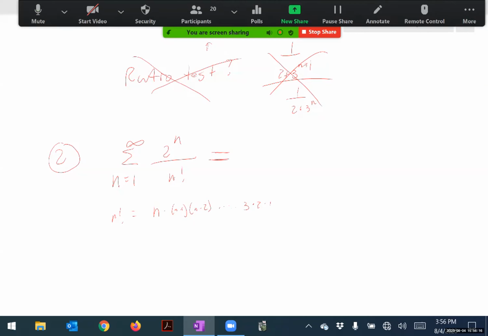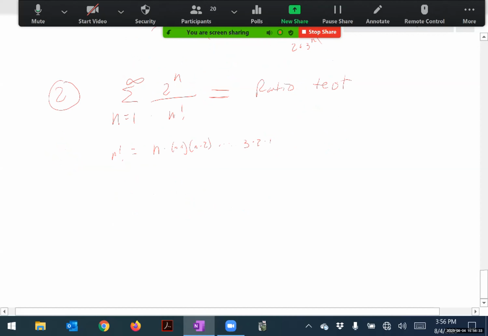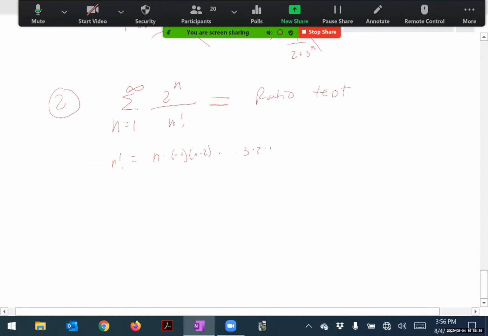So this is going to be ratio test. Why? Because the n factorial and the n plus 1 factorial are going to cancel out really nicely when we use the ratio test. It's all about utilizing the algebra that we know.